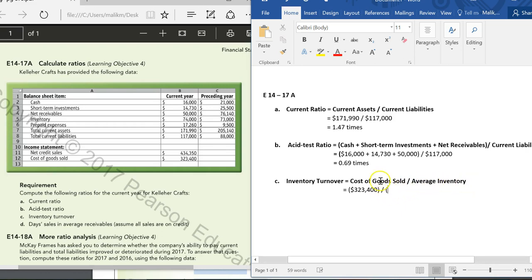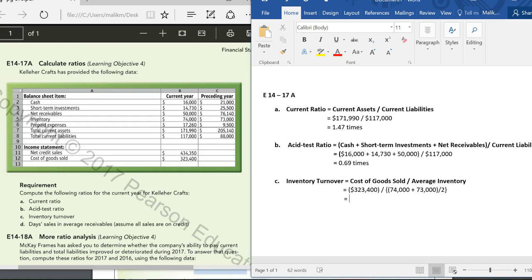How can you calculate the average inventory? Average inventory means the preceding year's inventory, which you can see is 73,000, plus the current year's inventory, which is 74,000. Add these two and then divide by 2. So that means 74,000 plus 73,000, add these two and then divide by 2. This is how you can get your average inventory. I'm using another bracket just to separate it. So this is our bottom part. Now let's do it. I'll use another line to write down the average inventory.